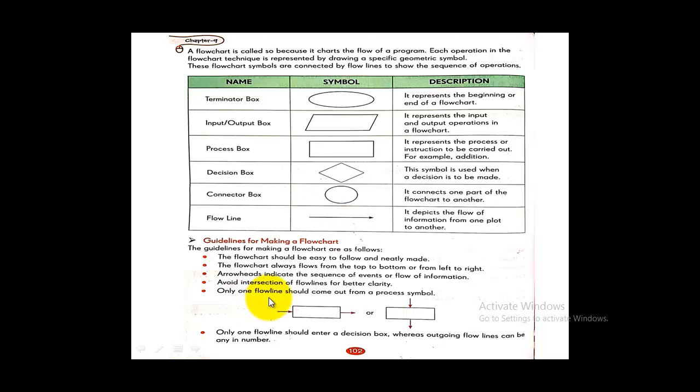Only one flow line should come out from a process symbol.